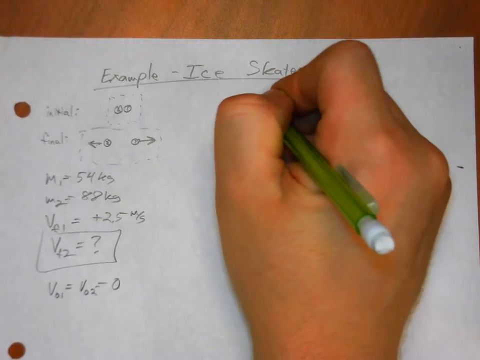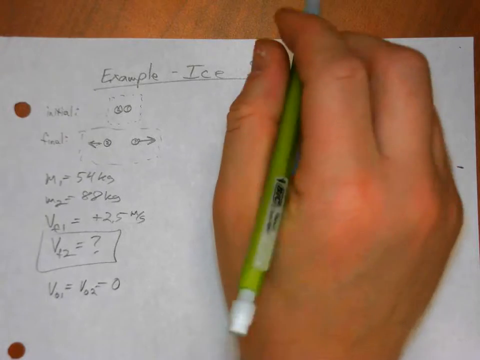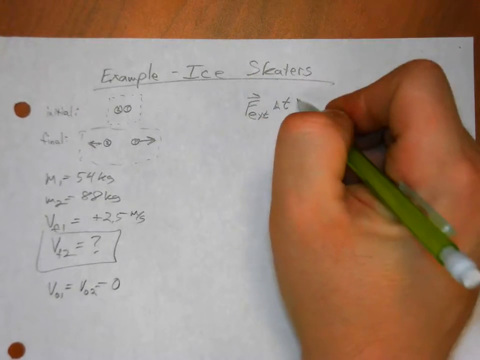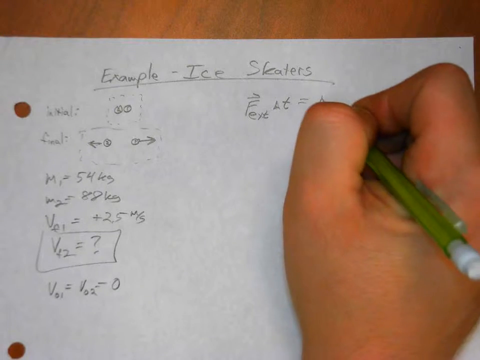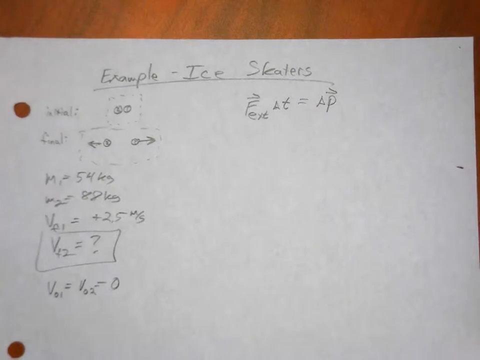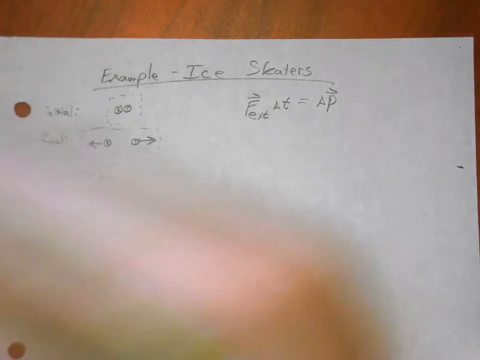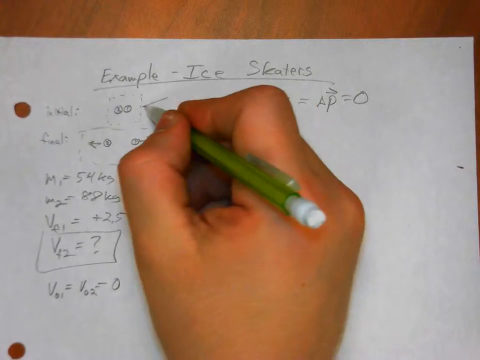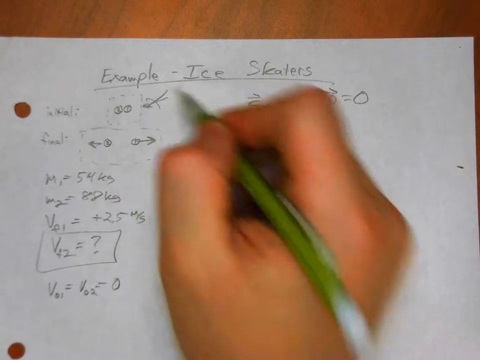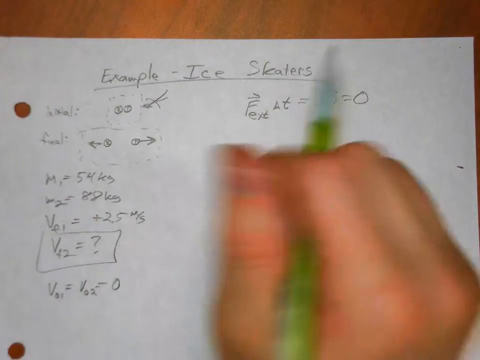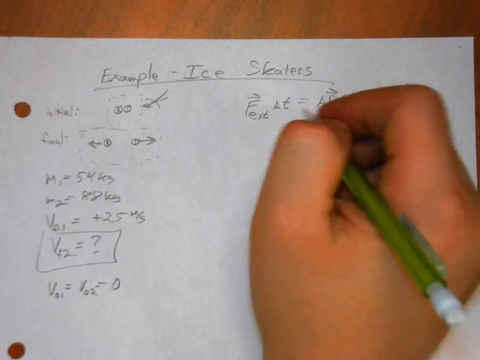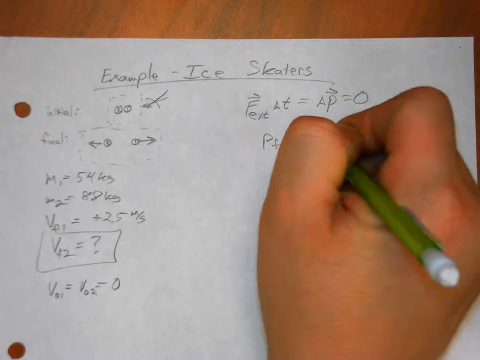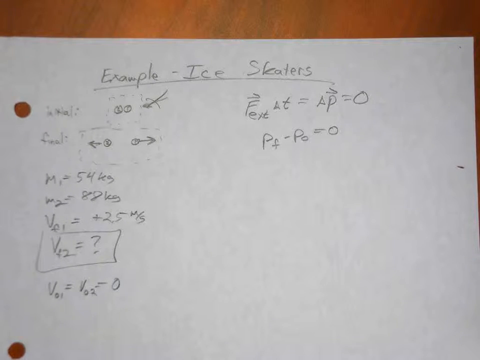So we know that the external force acting upon the system times the amount of time equals the change in momentum. But we also know there's no force acting from outside on the system. That doesn't exist. The forces are all contained within the system. So that means P final minus P initial equals 0.